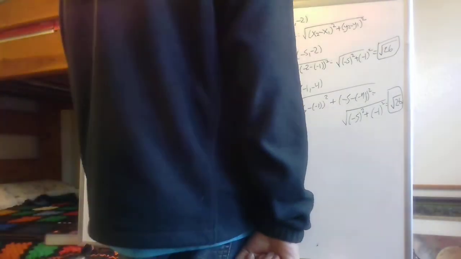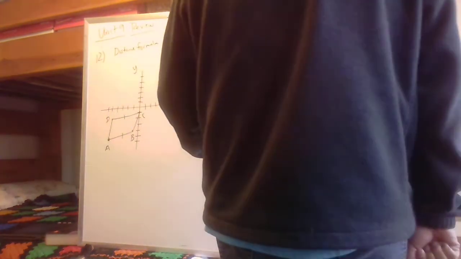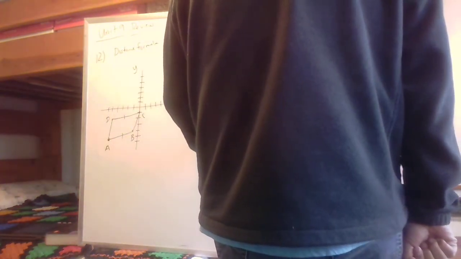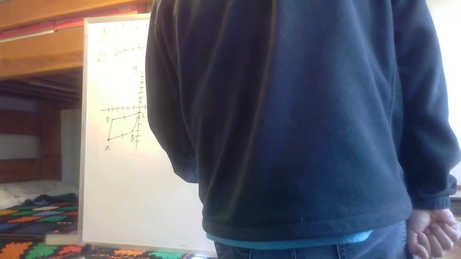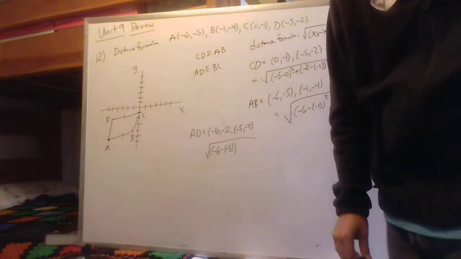So now we're going to have to look at AD, and A's coordinate is at -6, -5, and D is at -5, -2. Doing the math, we're going to have the square root of -6 minus negative 5.